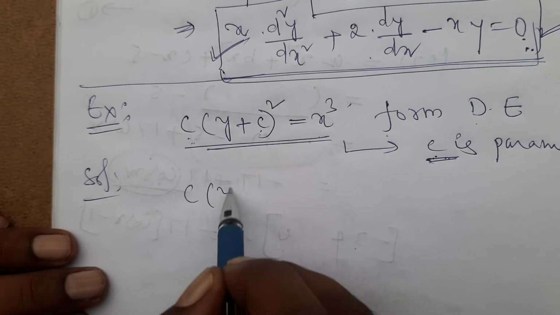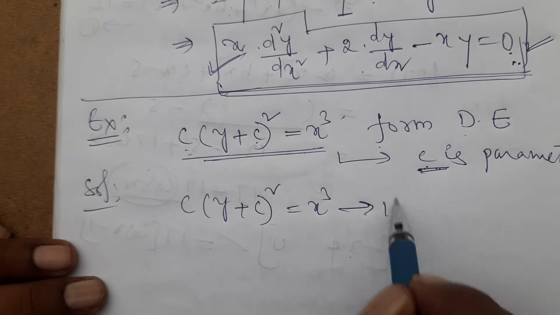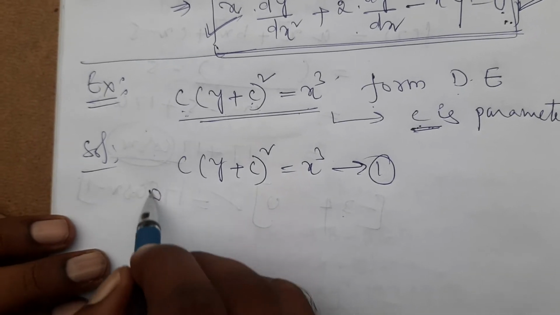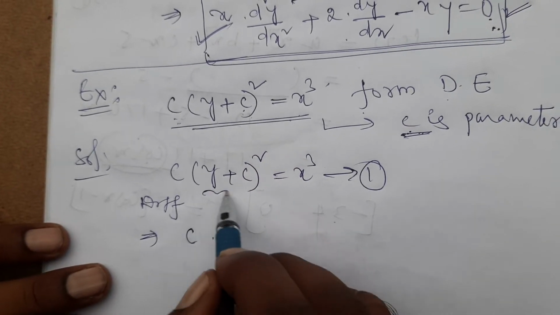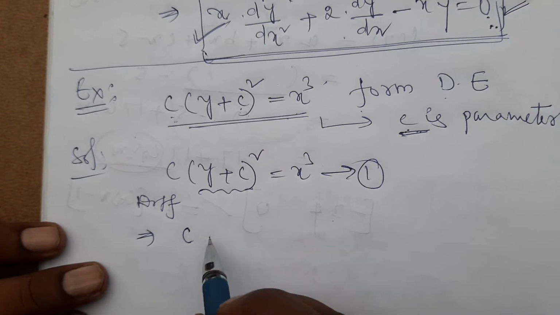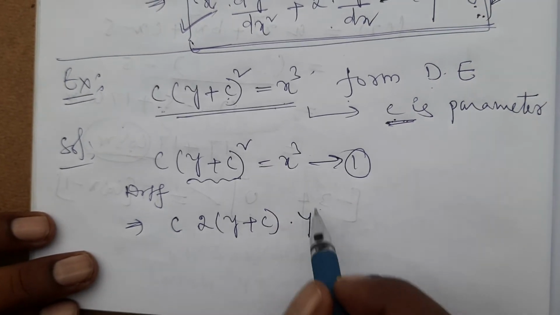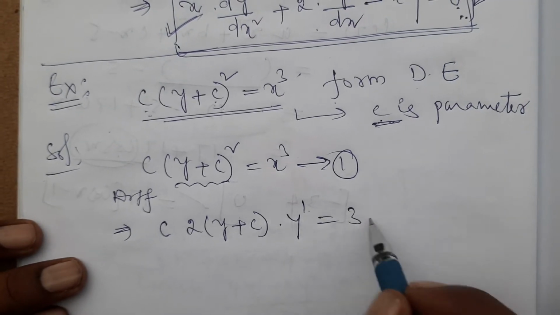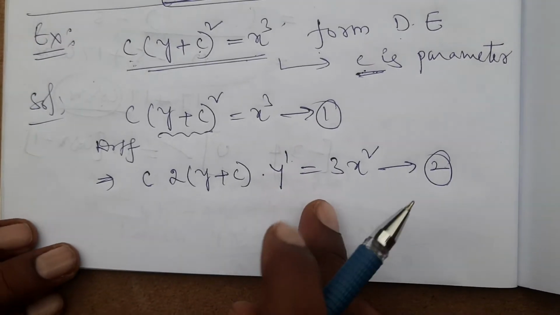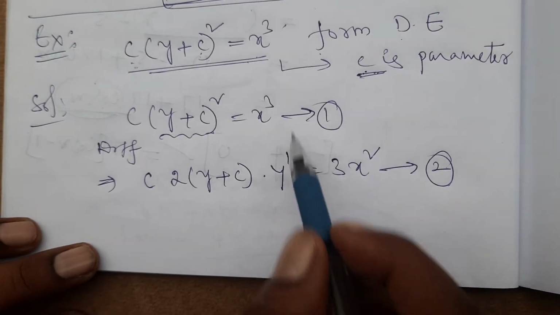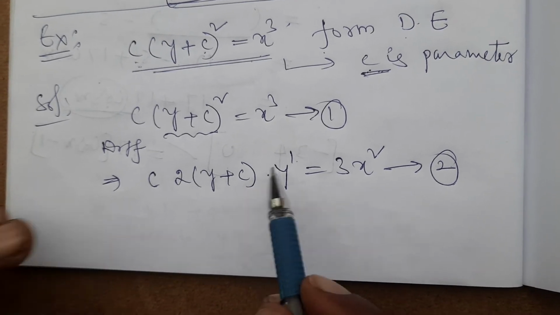So the given equation is c into y plus c whole square equals x cube. This is the first equation. Now differentiate one time. If I differentiate, what is the derivative of this? c into 2 into y plus c into y dash equals 3x square. This is the second equation. So one time we did differentiation. Now my aim is to eliminate the c value.